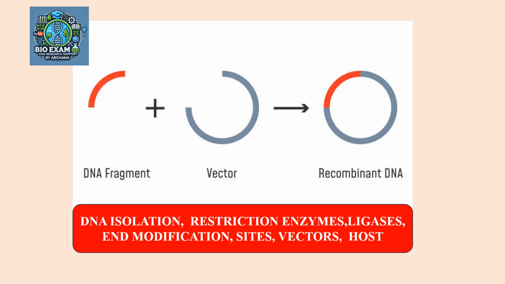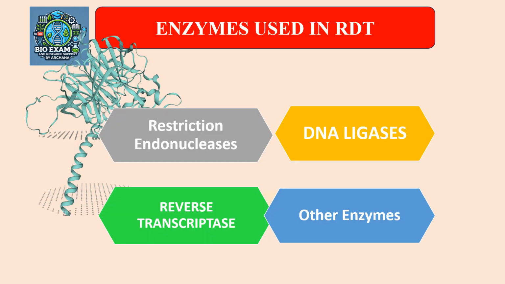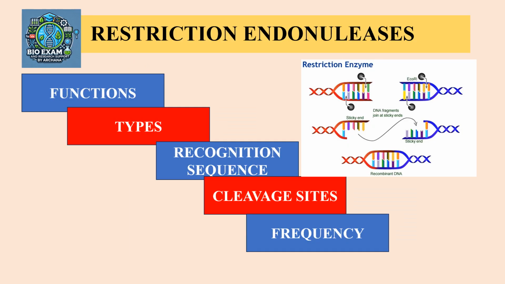Now, to break this down, some key tools are used in this process, like restriction enzymes, which we are focusing on today, then DNA ligases, vectors, and the host organisms. Enzymes play a very important role in recombinant DNA technology, and there are different types of enzymes like restriction endonucleases type 1, type 2, type 3, DNA ligases, reverse transcriptase, and some other enzymes like nucleases. All right, so let's dive into restriction endonucleases.